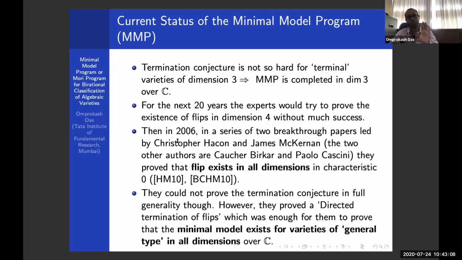Again, all of these things are in characteristic 0. So in characteristic 0, flips exist in all dimensions. But the termination conjecture is still not proved. There are special cases where we know it, but not in general. So what about other characteristics?